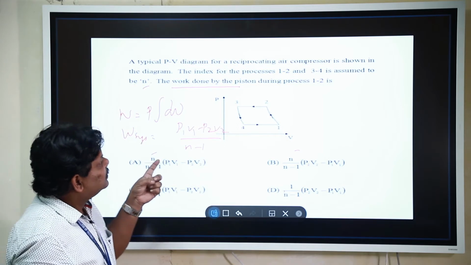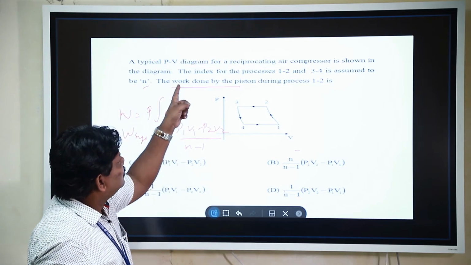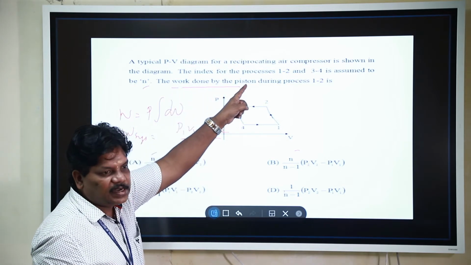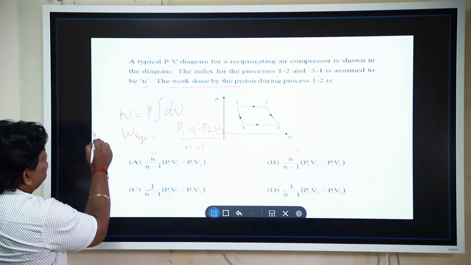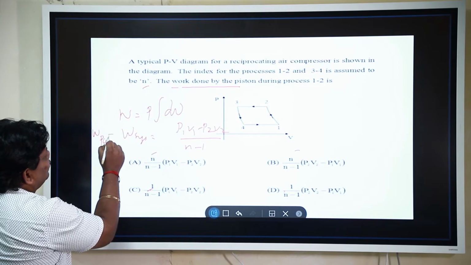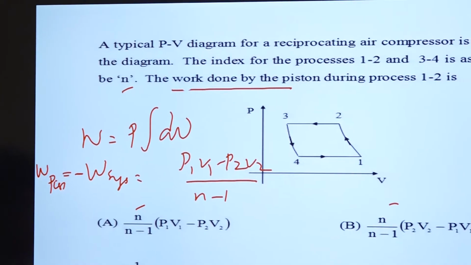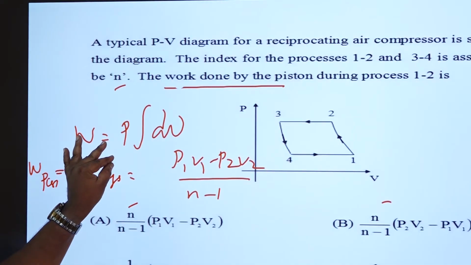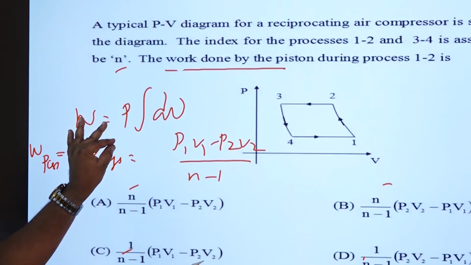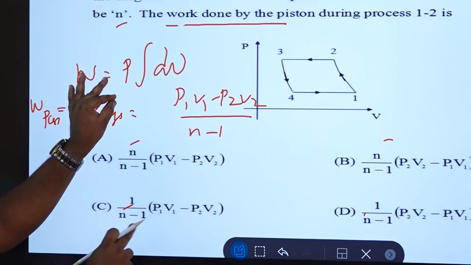But what is the thing? That is why I told you to read the question: work done by the piston. That means the work done by the piston will be the negative of this system work. You have one more option also here: P1 V1 minus P2 V2 by n minus 1.